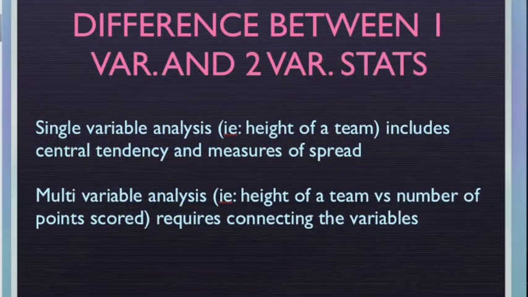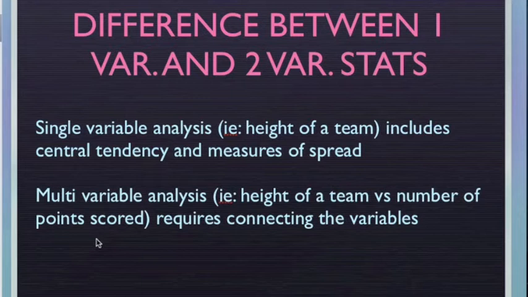We've been doing one variable data. So what that means is you've had one set, you've been finding the mean, the mode, the median. Height of a team is a good example. It's really easy to calculate, but we don't usually work in single variable data. Oftentimes we have multivariable data where we've got to analyze the different sets together. So an example would be height of a team versus the number of points scored.